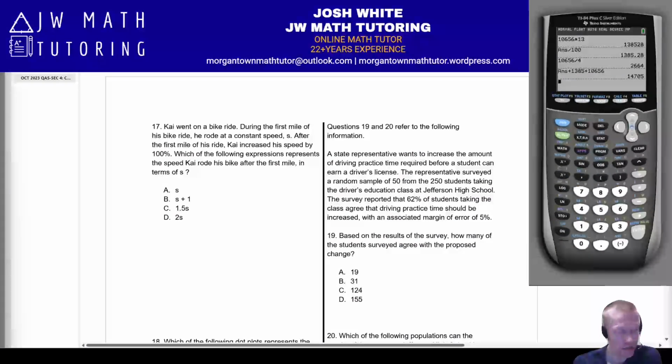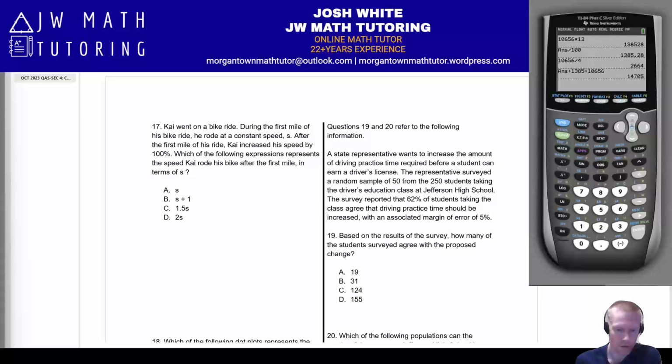All right, next, let's take a look at 17 here. This person went on a bike ride. During the first mile, he rode at some speed. After the first mile, he increased his speed by 100%. Which of the following represents the speed he rode his bike after the first mile in terms of S?